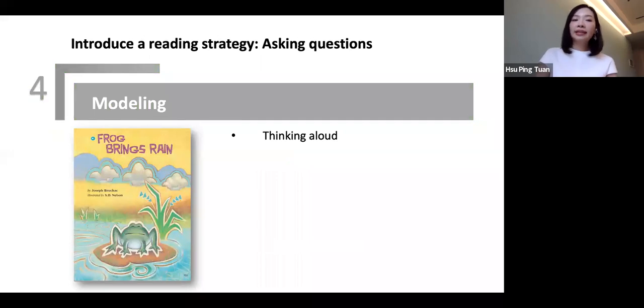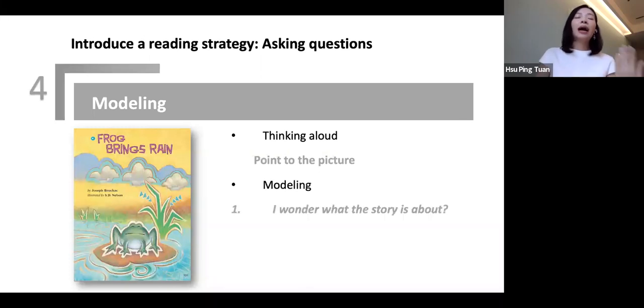After knowing that, it's time for me to do some modeling. Remember, we need to make our thinking process visible for our students. So when I do modeling, I always think aloud. For the reading strategy, asking questions, the first step is to ask a question, right? So first I'll point to the picture and then I will ask, I wonder what the story is about. Then move on to the second step. I need to look for answers, right? So I start to read the title.